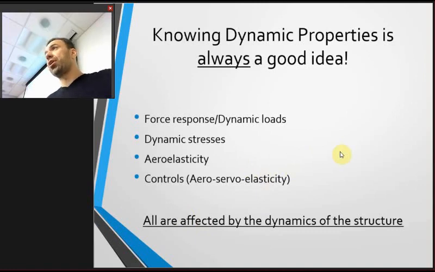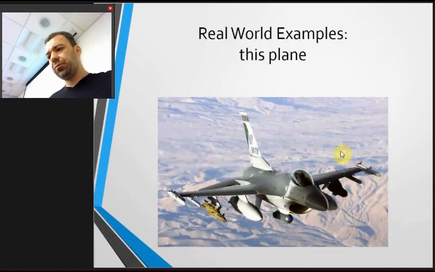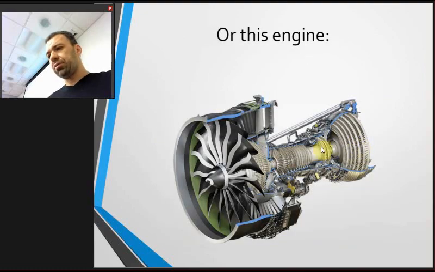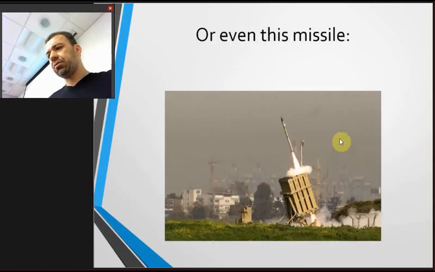Just to show you some real-world examples, we're talking about fighter jets, or jet engines, or just missiles. If you're designing this, you're collaborating on the design of those structures. You need to know the dynamic properties of these structures. Okay, it's as simple as this. The proper design will involve knowing and using these properties.